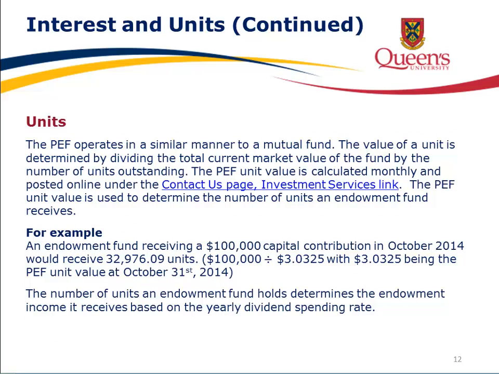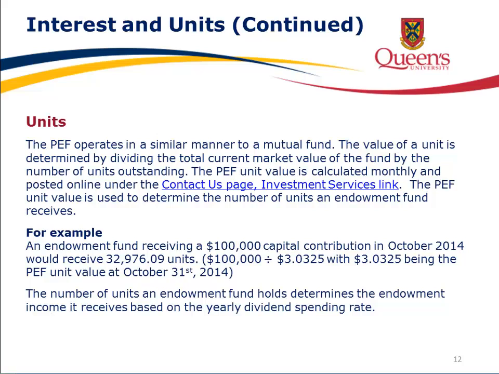Units. The PEF operates in a similar manner to a mutual fund. The value of a unit is determined by dividing the total current market value of the fund by the number of units outstanding. The PEF unit value is calculated monthly and posted online under the Contact Us page, Investment Services link. The PEF unit value is used to determine the number of units an endowment fund receives.